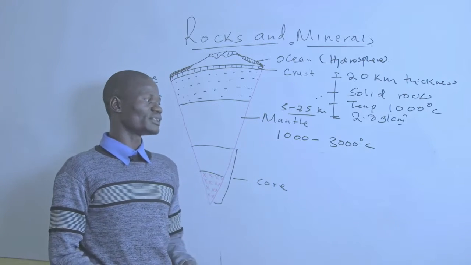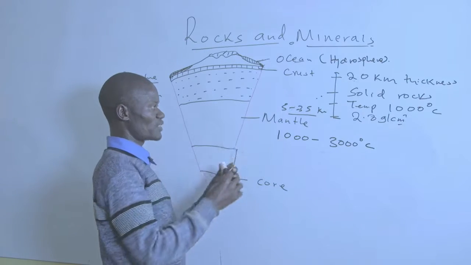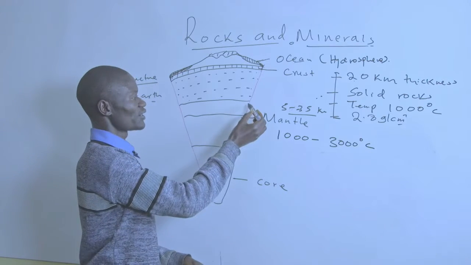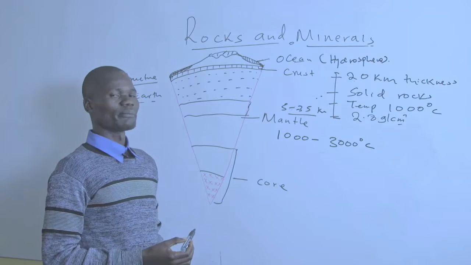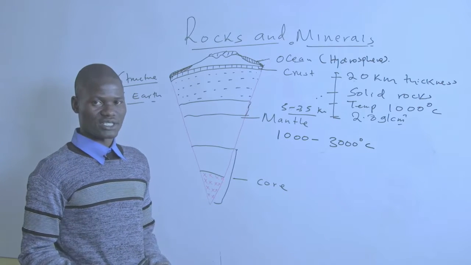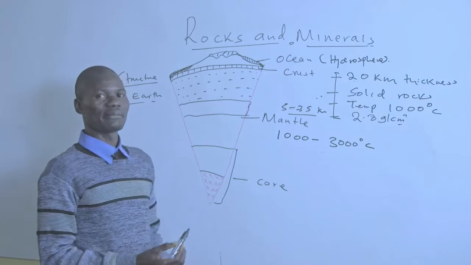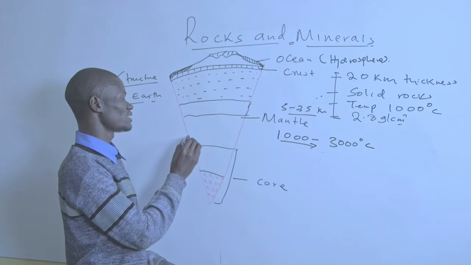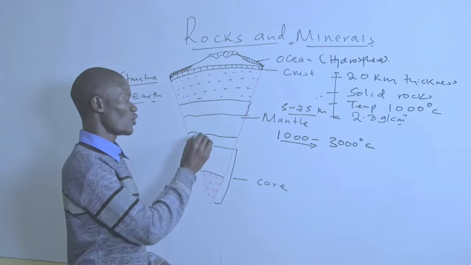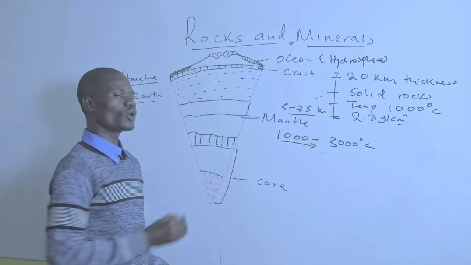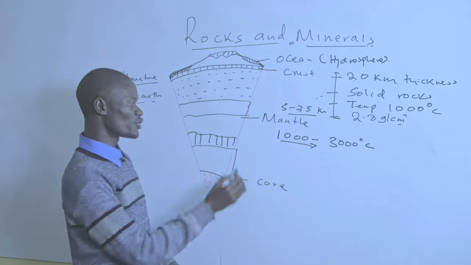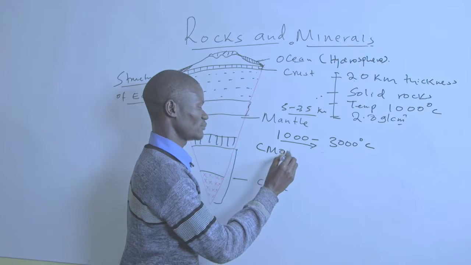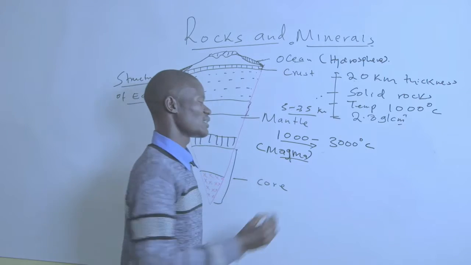Assume this is the upper part of the mantle. Here the rocks are plastic-like, they are rigid, they cannot move. But as you go into the inner mantle, the temperature is increasing, and this results in the inner part of the mantle having what we call liquid rocks. The liquid rocks are molten rocks. We call them magma. That is the molten rock.